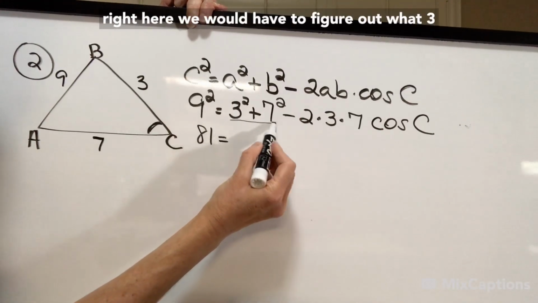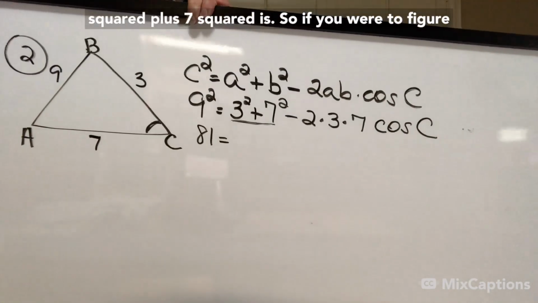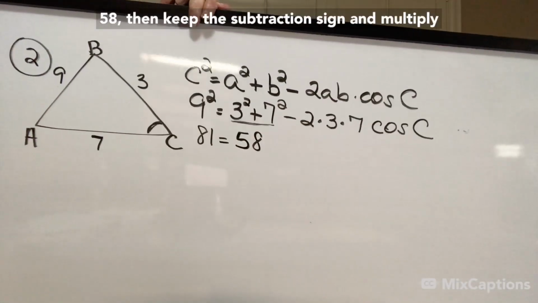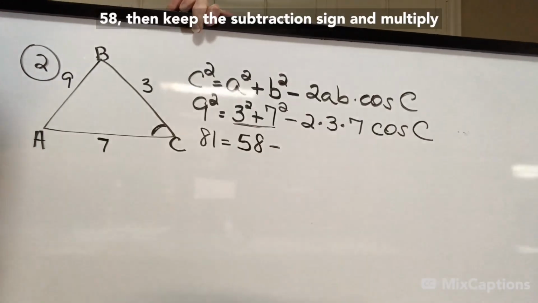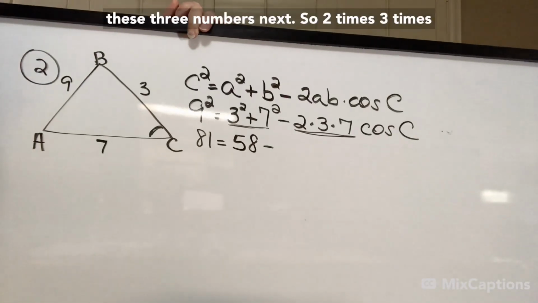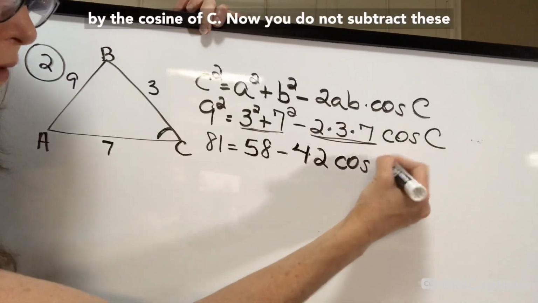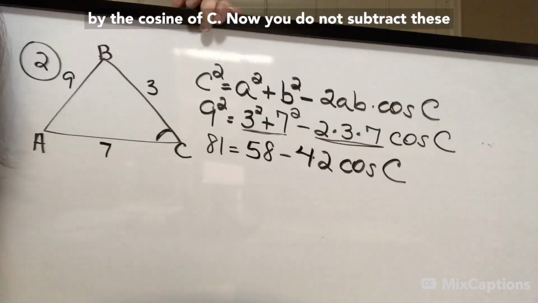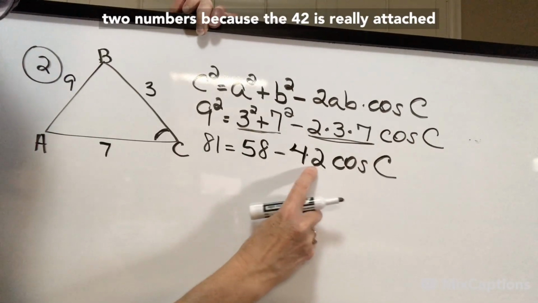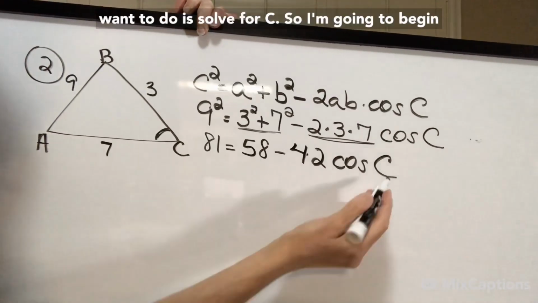So right here we would have to figure out what 3 squared plus 7 squared is. If you were to figure that out or put it in the calculator, you would get 58. Then keep the subtraction sign and multiply these three numbers next. So 2 times 3 times 7 would be 42, and it still is being multiplied by the cosine of C. Now you do not subtract these two numbers because the 42 is really attached to the cosine of C. So do not subtract. What you want to do is solve for C.